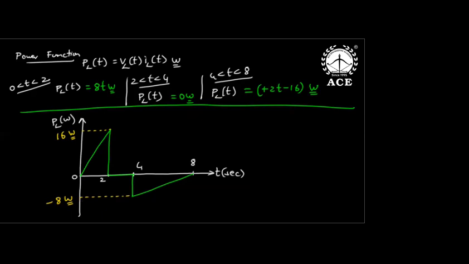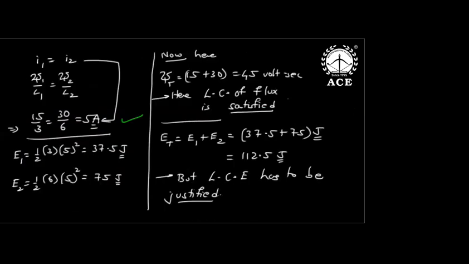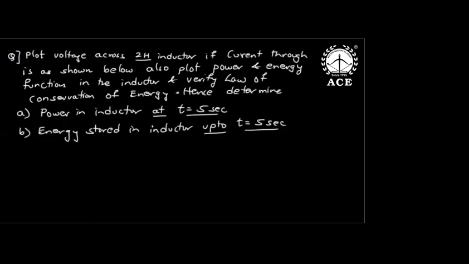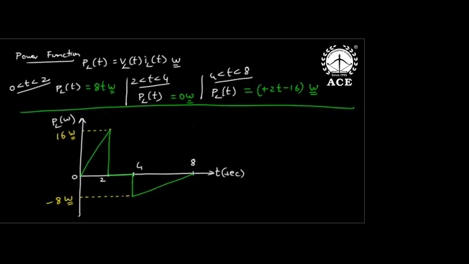Now see the A bit, sir. What is the A bit he gave everybody? Power in inductor at t equal to 5th second. I can substitute now, because this is the expression of power from 4 to 8. So that is nothing but 2 into 5 minus 16. It is minus 6 watts.